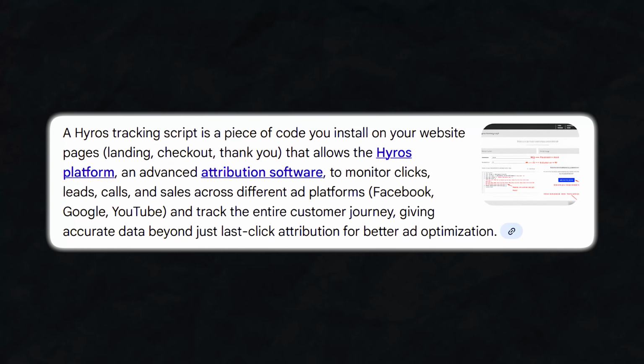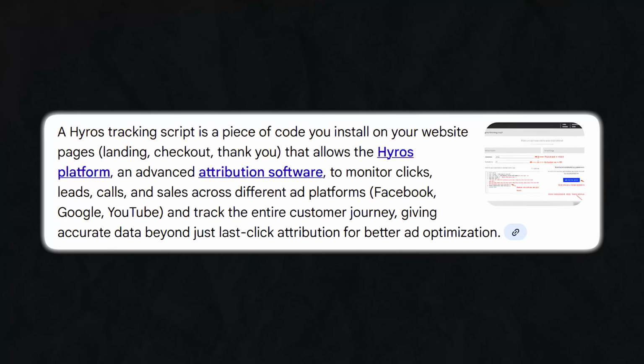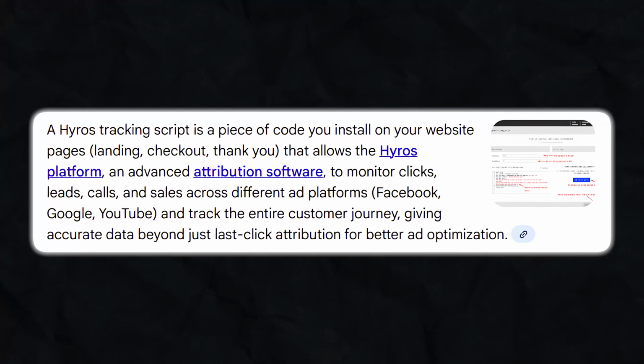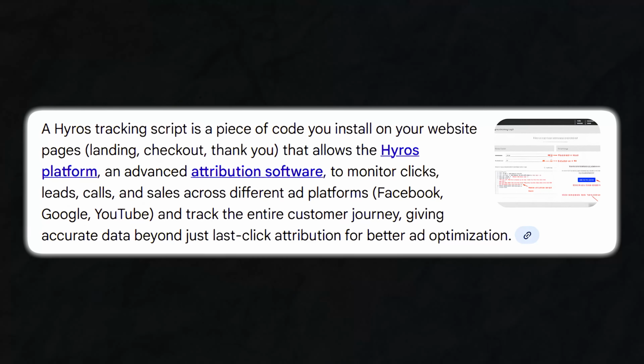Step 3, setting up tracking on your website, installing tracking code. So to capture data from your website, you'll need to install a tracking script. Hyros provides a small snippet of JavaScript that you just paste into the header of your site. If you use a site builder like Shopify, WordPress, or ClickFunnels, then Hyros offers step-by-step guides on where to paste the code. The script listens for page views, link clicks, form submissions, and purchases.